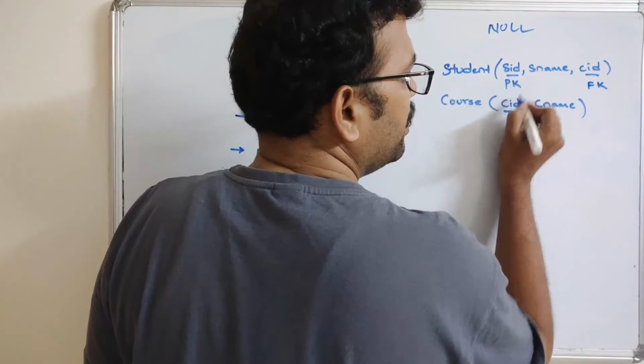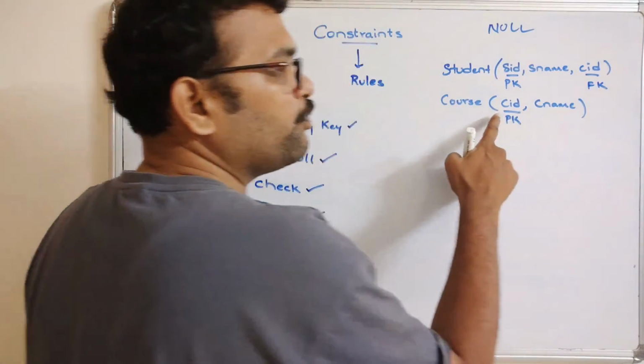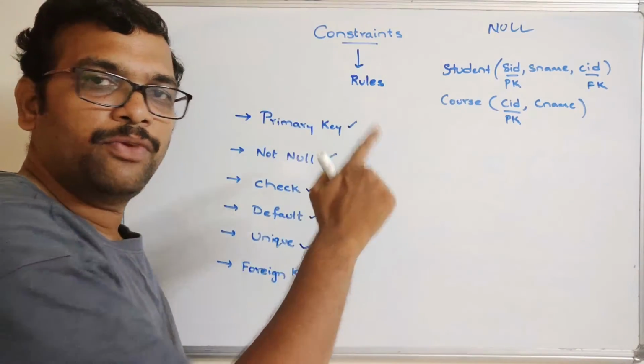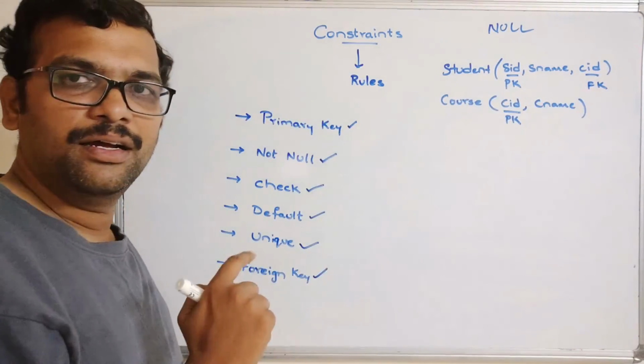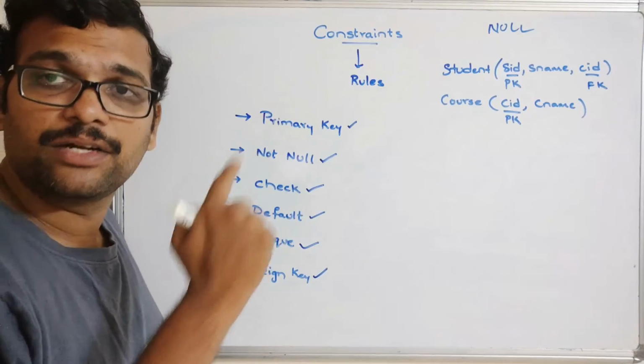So this is a primary key, this is a primary key, and the primary key of one table will be the foreign key of another table. So this will relate the two tables.